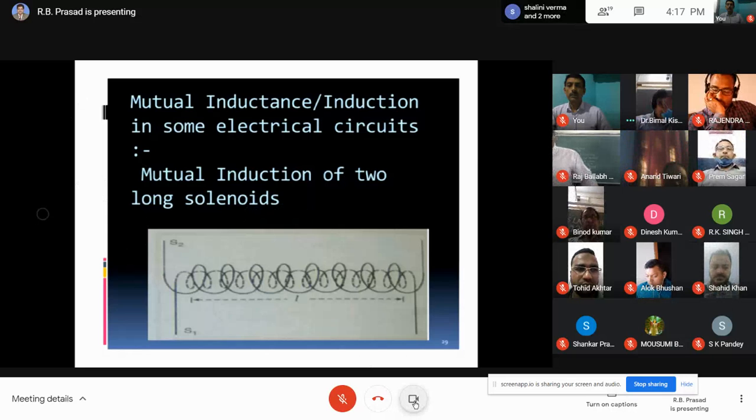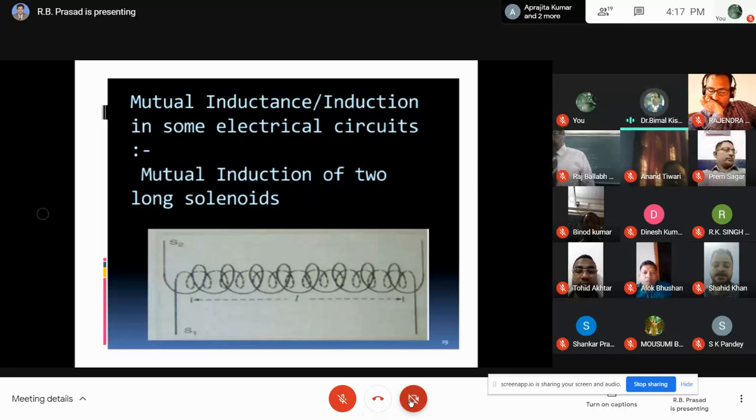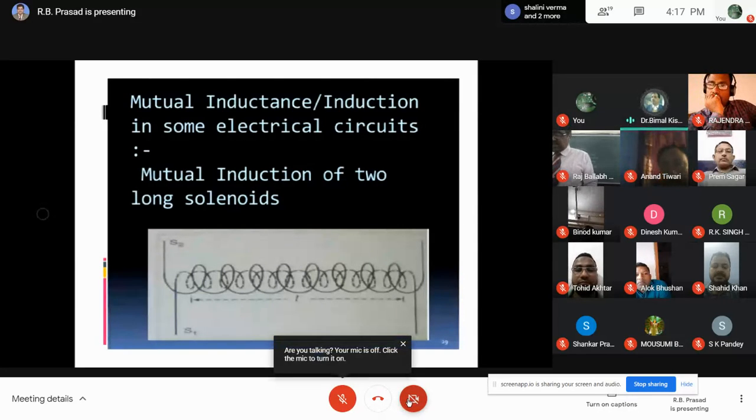Primary and secondary: the coil in which we put the current will be the primary, and the one from where we take the output will be the secondary. So this is the secondary and primary, coaxially.